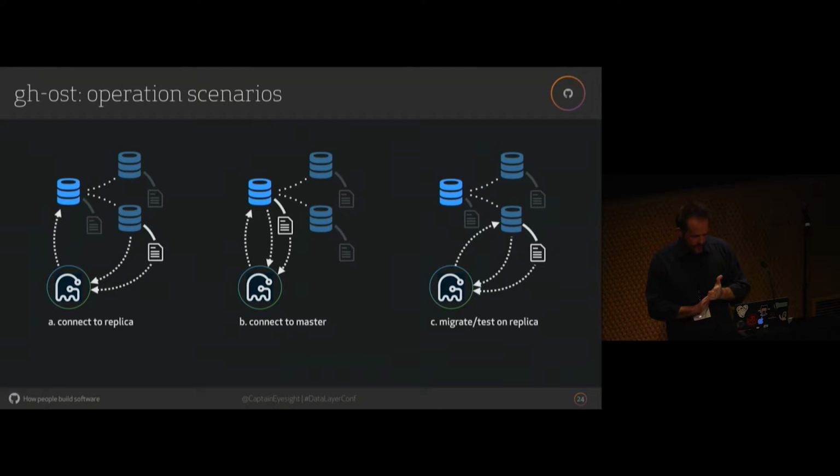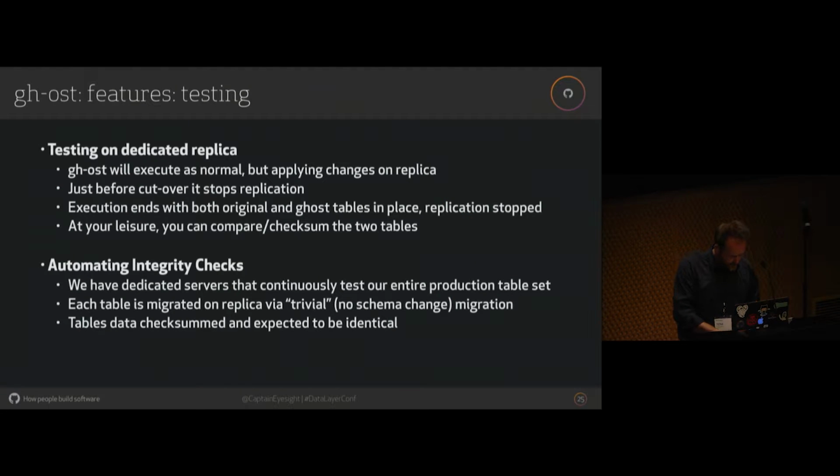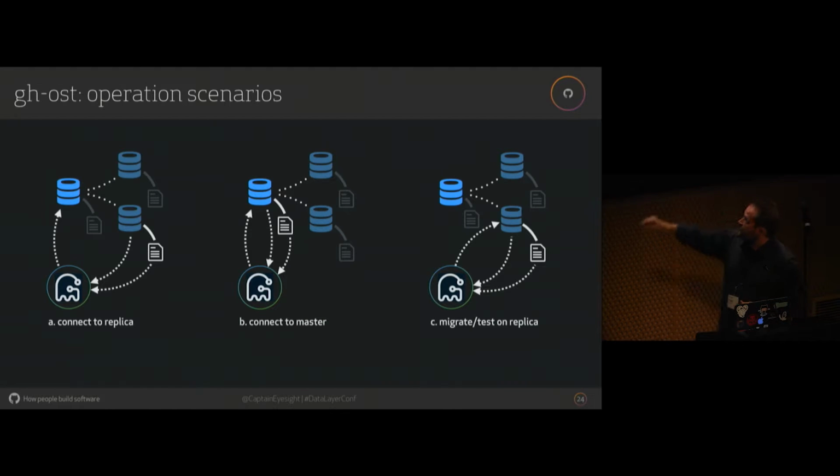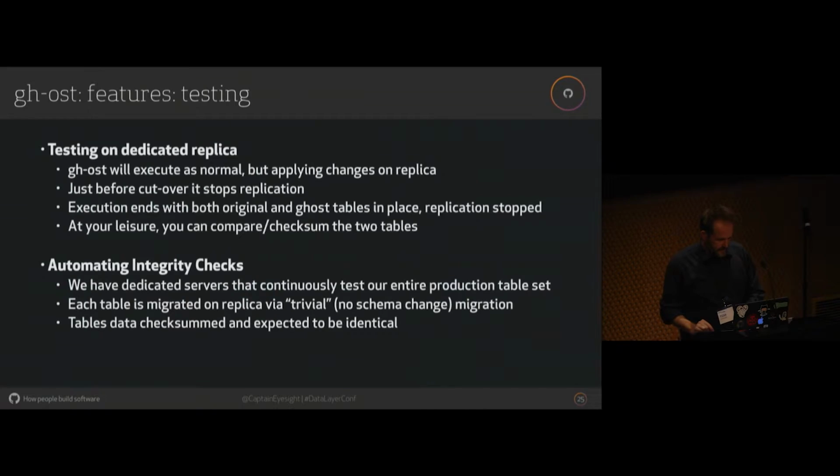Now, the third one here is how we test and make sure that this works. This is how we decided this is the tool that we want to use, that this is going to work for us. Basically it goes through this entire process, but it only writes to the replica.